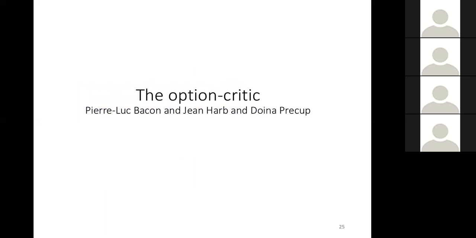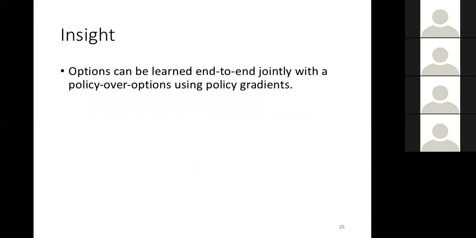First, we talk about the option critic. The insight of the option critic is that options can be learned end-to-end jointly with a policy over options using policy gradient, which is different from our previous example, where we needed to predefine the options. Now we just learn the options with the entire policy. It means we solve our problems by learning the options.